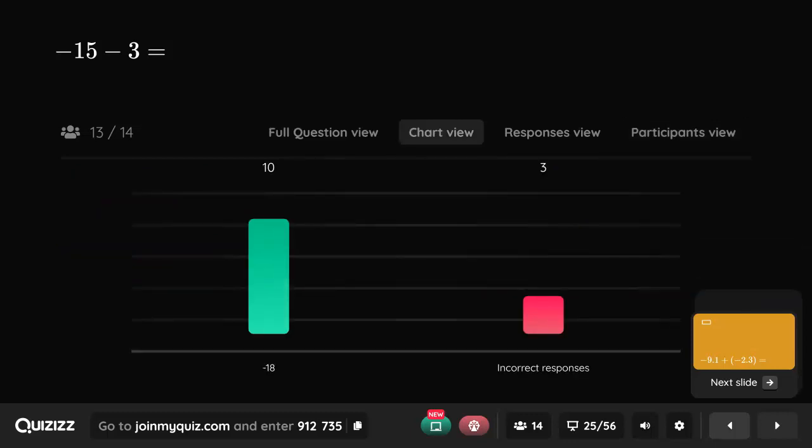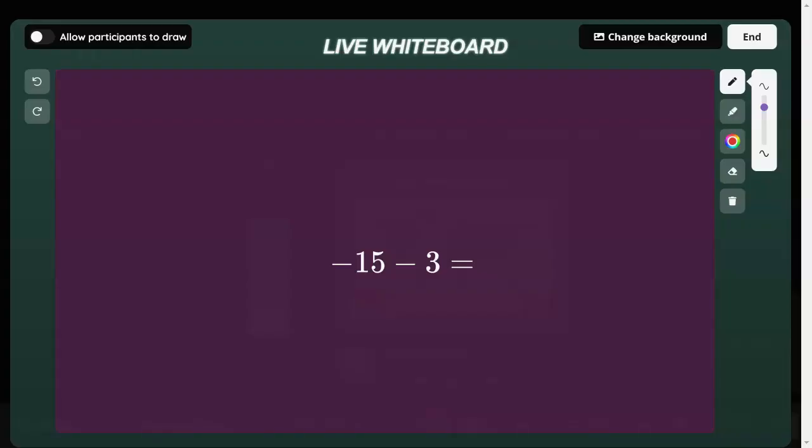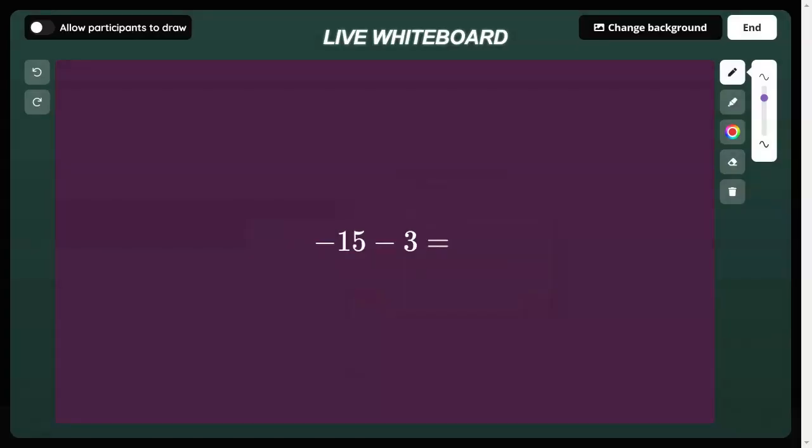If I rewrite this as an addition problem, this becomes -15 plus what? -3. Okay, -15 plus -3. So I'm going to add and keep them. That's how you get your -18.